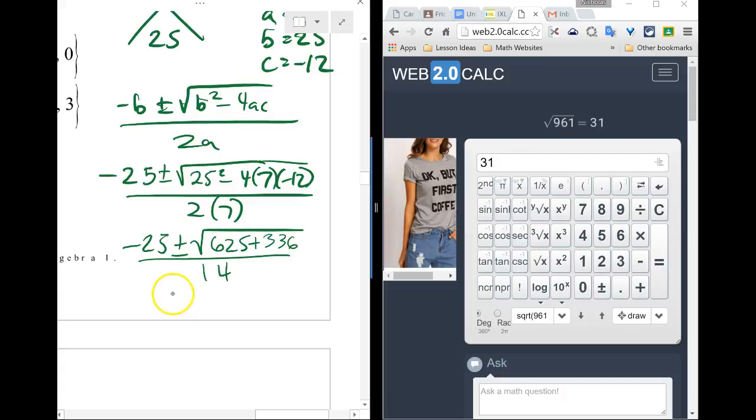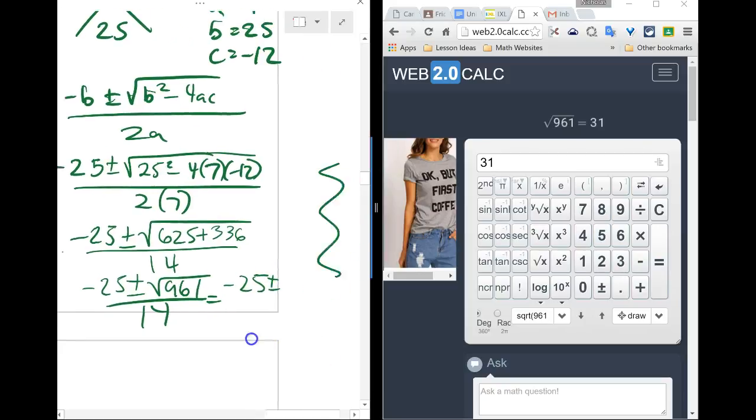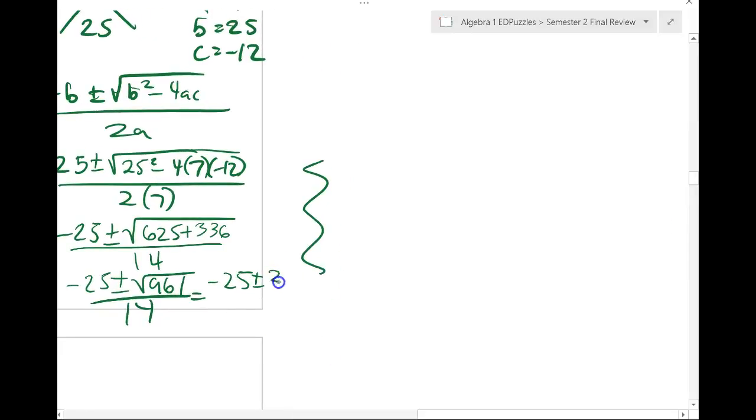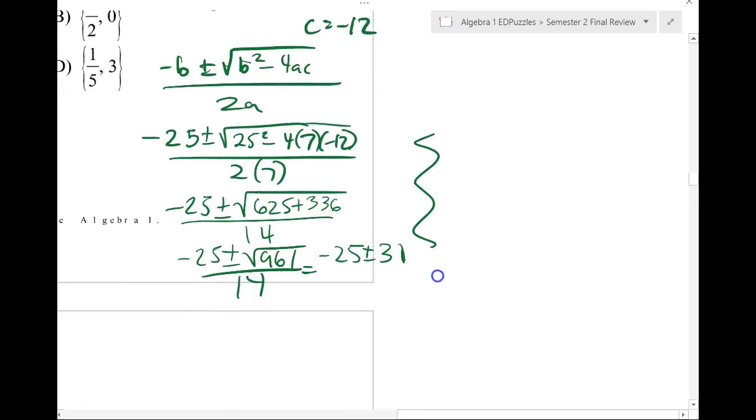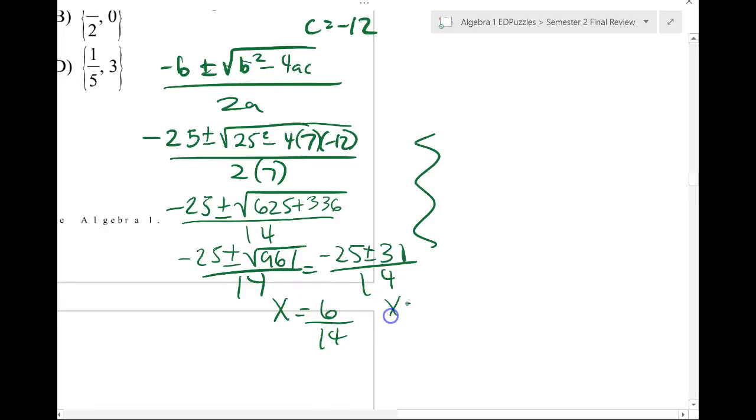Okay, so plus or minus, then I got 961, just so you know. And then I took the square root of 961, and I got 31. And now the first answer is going to be negative 25 plus 31, which is 6 over 14. And the second answer is going to be negative 25 minus 31, which is negative 56.